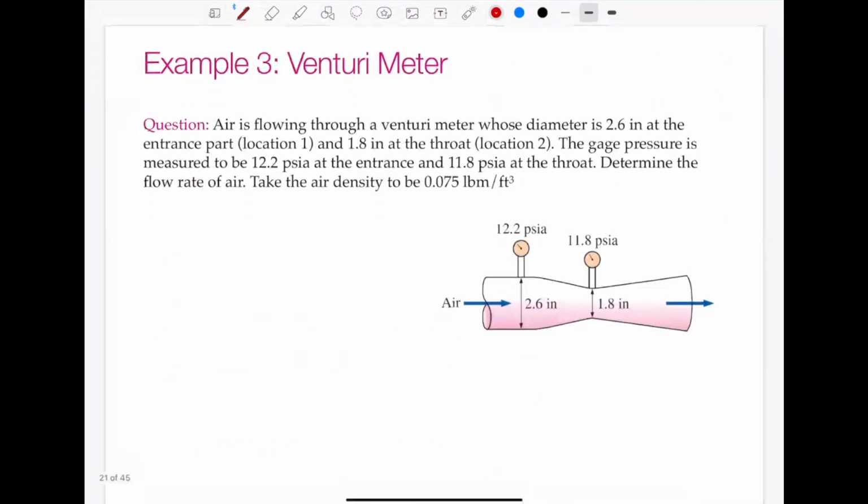So let's do an example with the Venturi meter. In this question, we have air flowing through a Venturi meter whose diameter is 2.6 inches at the entrance, so that we'll call location 1, and 1.8 inches at the throat, location 2. The gauge pressure is measured to be 12.2 psi at the entrance and 11.8 psi at the throat. Determine the flow rate of air and take the density of air to be 0.075 pounds mass per foot cubed.